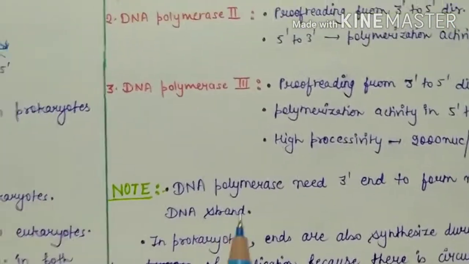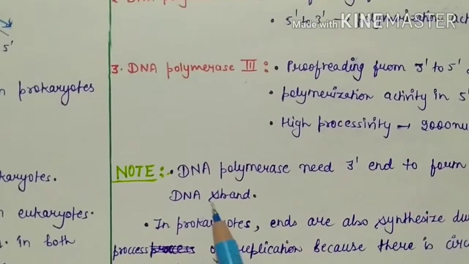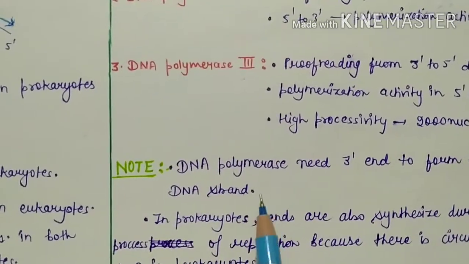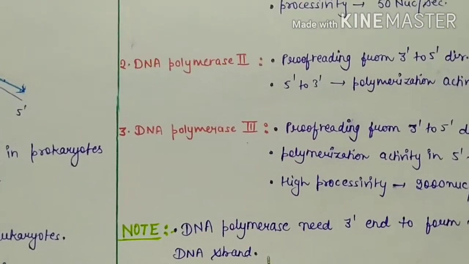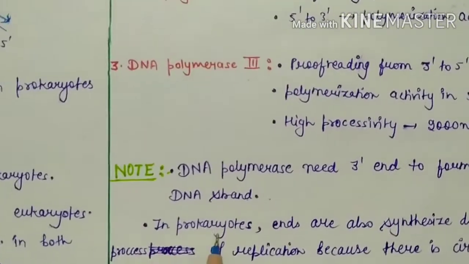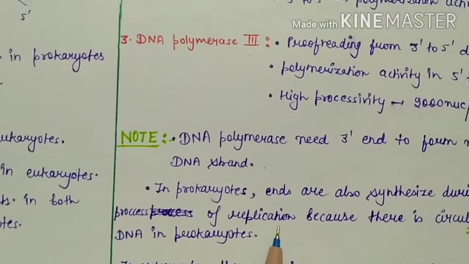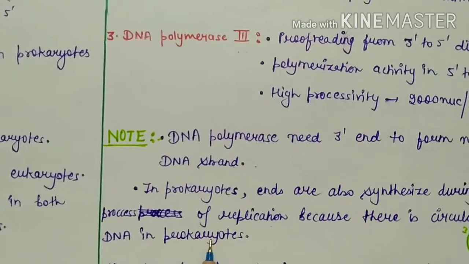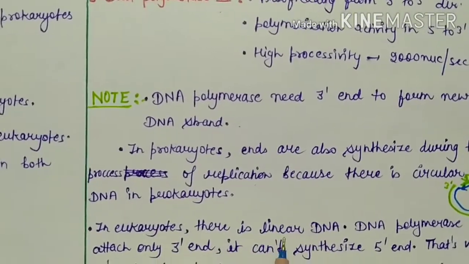Here is a note. DNA polymerase needs a 3' end to form a new DNA strand or to perform the polymerization activity. That's why it always forms the new strand of DNA in the 5' to 3' direction. In prokaryotes, ends are also synthesized during the process of replication because there is circular DNA in the prokaryotes. But in the case of eukaryotes, there is linear DNA.